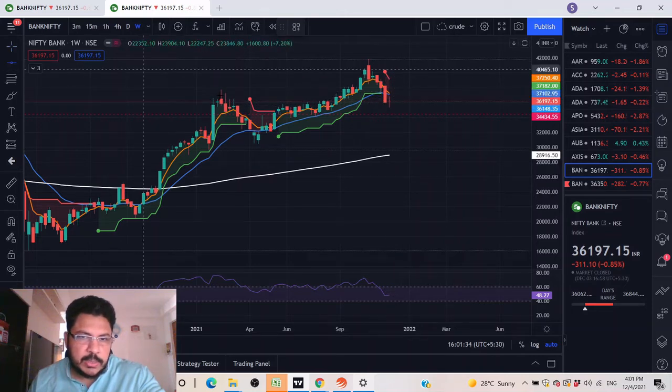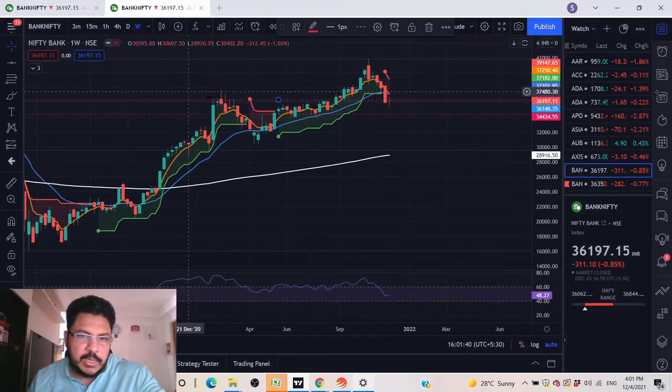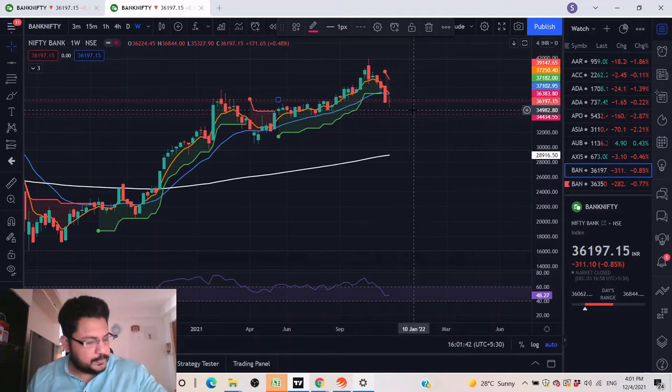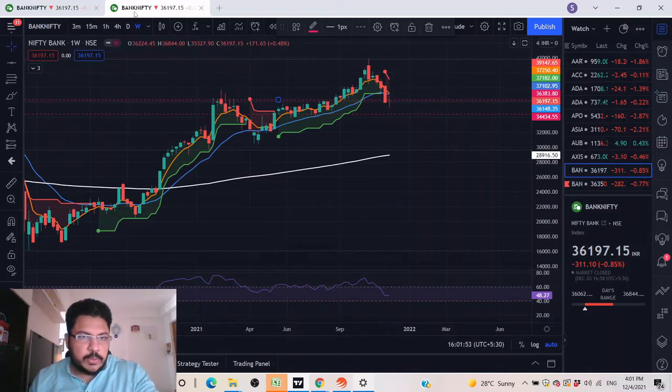Okay, let's mark the highs and lows from here. So it has fallen into the same zone, and definitely there is going to be some kind of support which will come into this market from this particular level. So let's see how it goes.